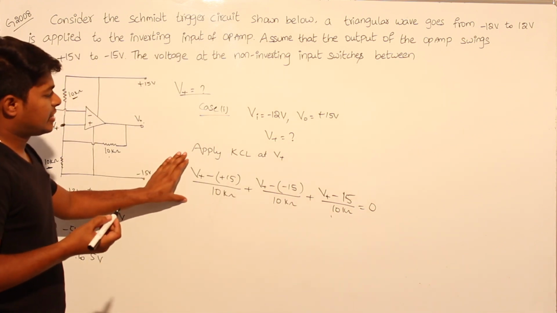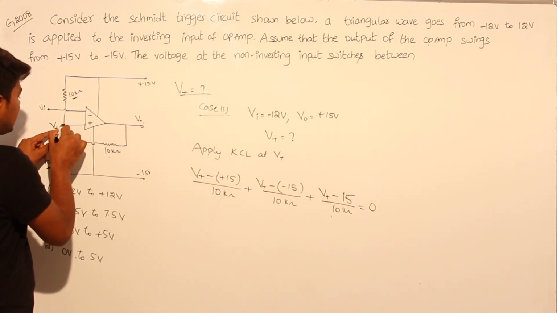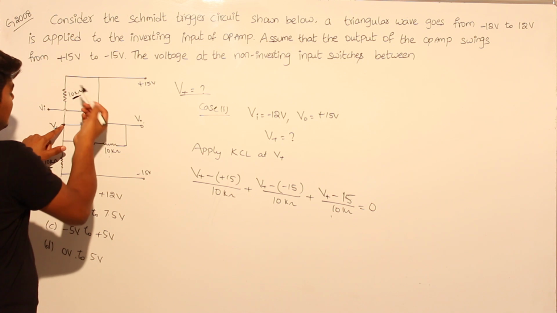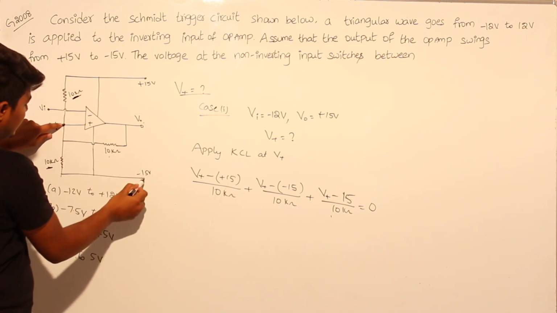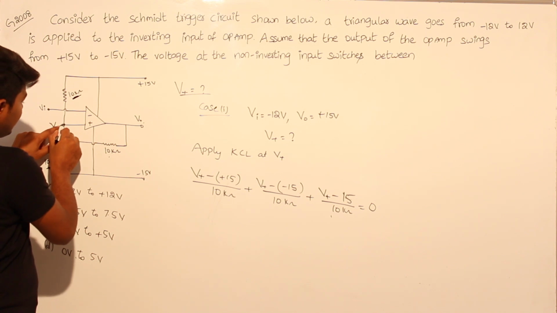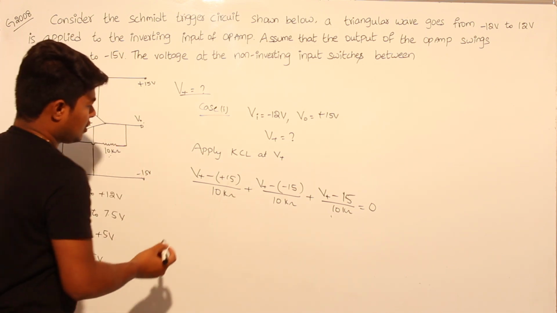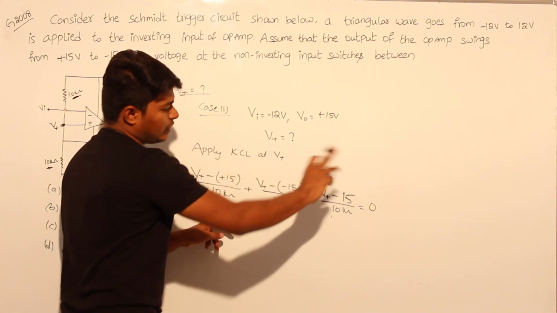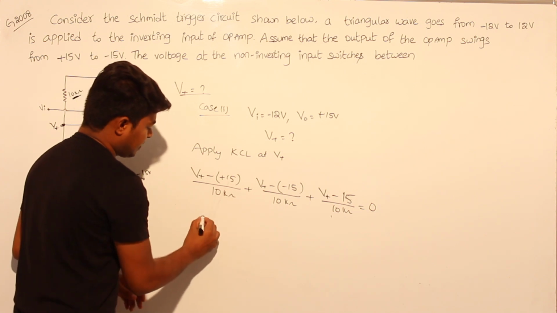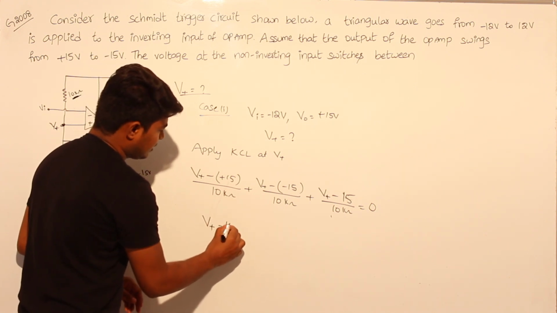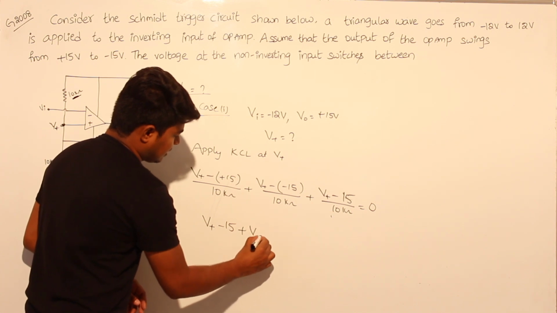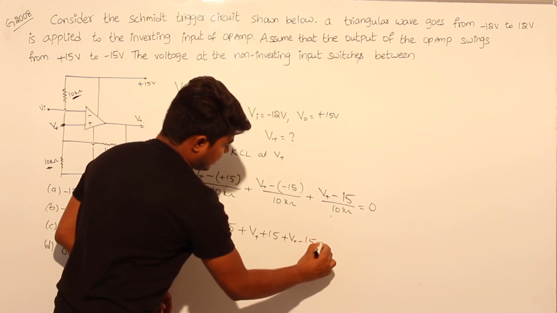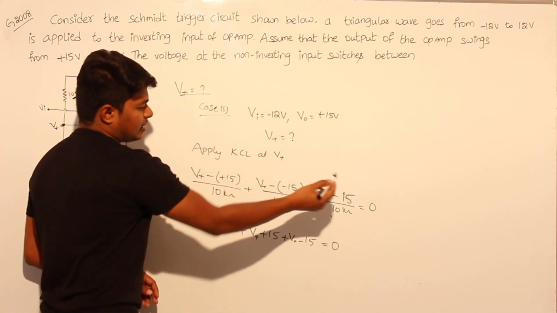So this is the important step. I applied KCL at V plus such that the voltage difference between this point and this point is divided by the resistance between them. Similarly for the other points. If you take the LCM, the denominator will be 10 kilo ohm, and 10 kilo ohm multiplied with 0 is 0. I am directly writing one step ahead. So V plus minus 15, plus V plus plus 15, plus V plus minus 15 is equal to 0, because 10k into 0 will be 0.